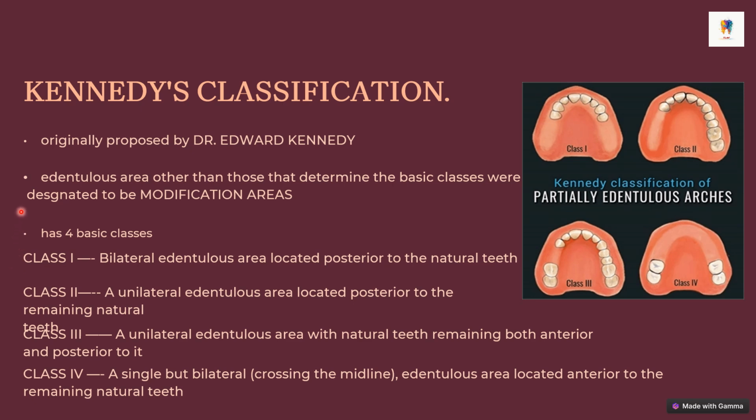Okay, the edentulous area, other than those that determine the basic classes, like if this is the side that determines your basic class and here is some other teeth missing, that other missing area is called your modification area. So the edentulous areas other than those that determine the basic classes are designated as modification areas. These 4 areas determine the class, and apart from these areas are your modification areas. Simply it says this.